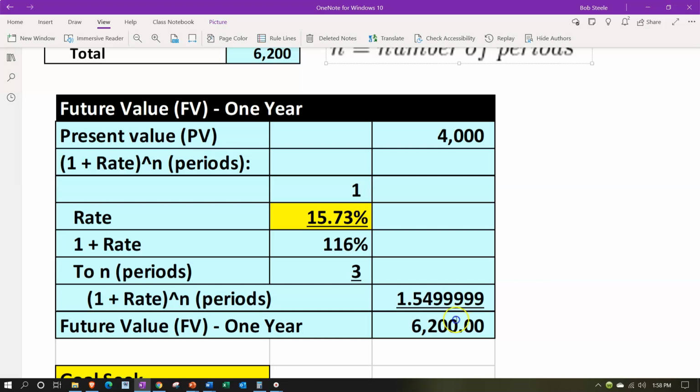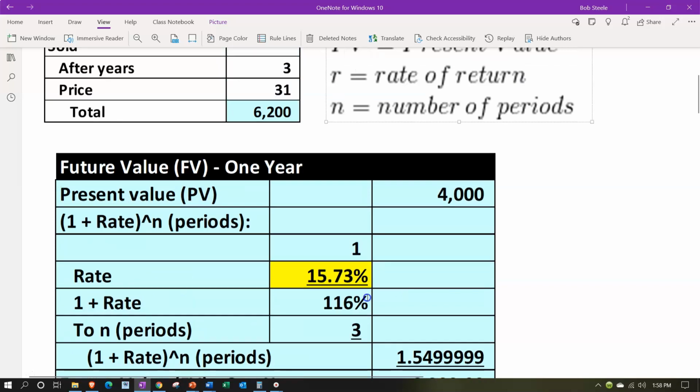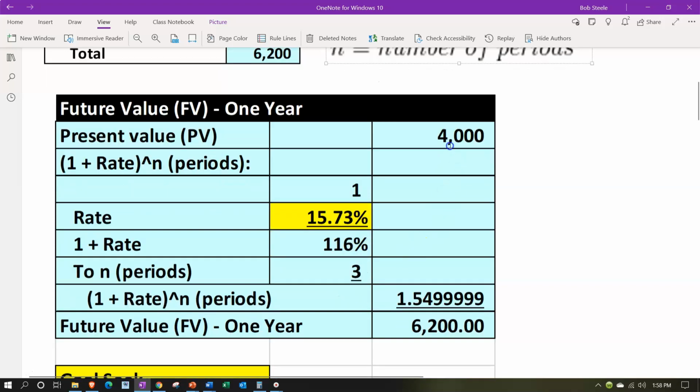but easy to do if you have a spreadsheet. So then we're going to say that we have 1 plus the rate, that would be 1.16 about, it's rounded here, to the number of periods, which would be 3 in this case, to the power. So the 1.16 about to the power of 3 would be about 1.54999, and so on and so forth. We can then take the 4,000 times the 1.5499 and so on, and we get about 6,200 in this case.